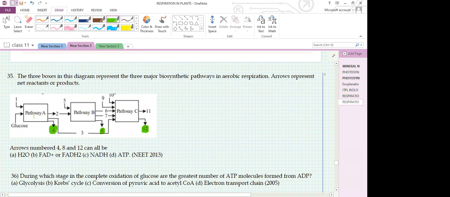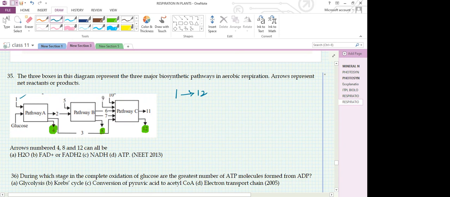I want you to find out the numbers from 1 to 12 basically. 1 to 12, what are they? What is 1? What is 2? What is 3? You should be finding. But here 4, 8 to 12. What is that 4, 8, 12? This is pathway A, pathway B, pathway C. What's that?